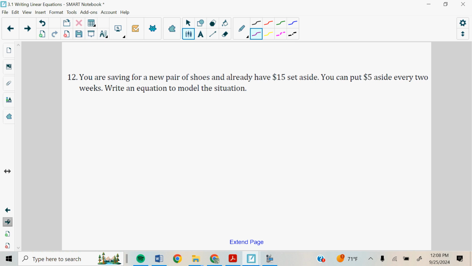All right, so now we're on to a couple word problems. You're saving for a new pair of shoes and you already have $15 set aside. You can put $5 aside every 2 weeks. Write an equation to model the situation.